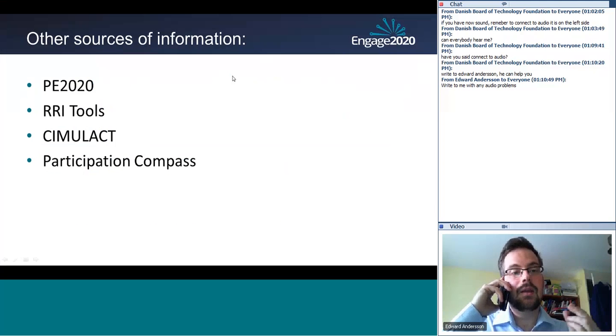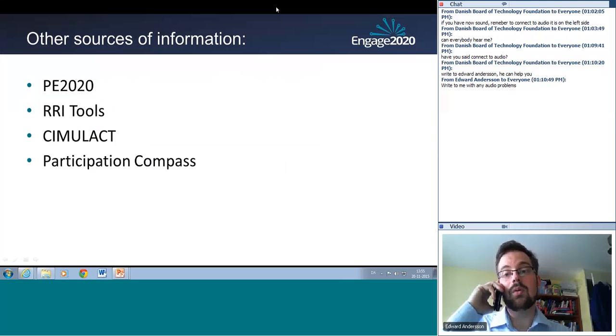And there are other sources of information which I think are important as well. There's Public Engagement 2020, which is our sister project, led by the University of Helsinki. They've already produced a number of good reports. They're going for another year, so there will be more reports coming out of PE 2020. Do keep an eye on that. There is RRI Tools, which is doing great work. Obviously, Simulact we mentioned already, which is doing the ambitious goal of engaging with 30 countries, so all of the EU countries plus some. And Participation Compass, which is another toolkit which allows you to access methods.